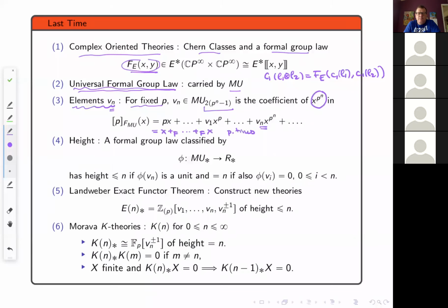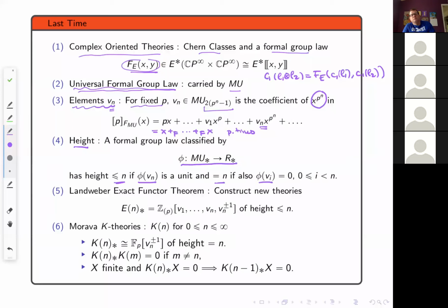Now that we have the v_n, we could define the height. So a formal group law, which is classified by a map from MU_* to the coefficients of the formal group law, is going to have height less than or equal to n if the image of v_n is a unit, and it's going to have height equal to n if also all of the previous v_i go to 0.